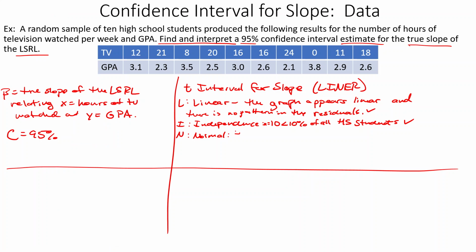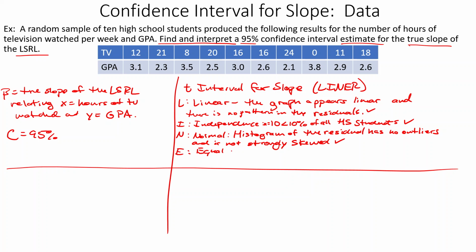So the histogram of the residuals has no outliers and is not strongly skewed. So that checks out. E, we want equal standard deviations.